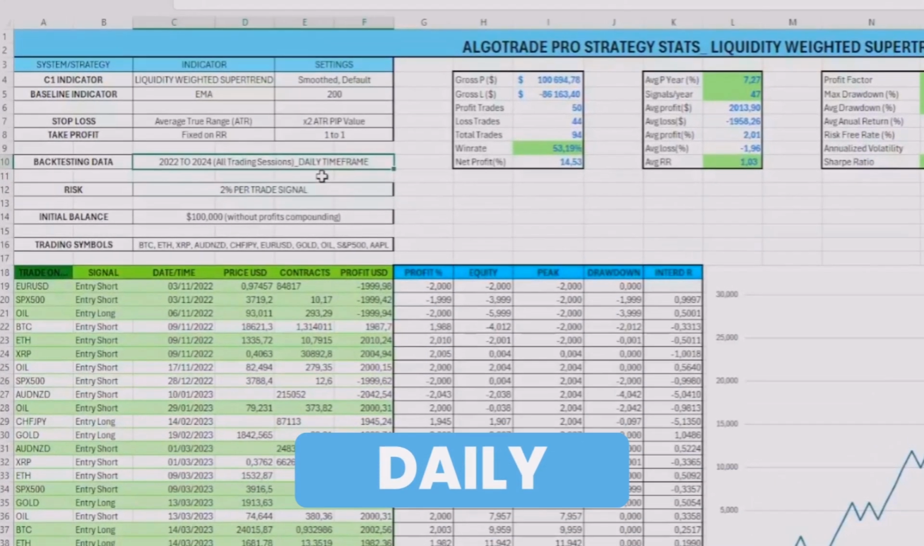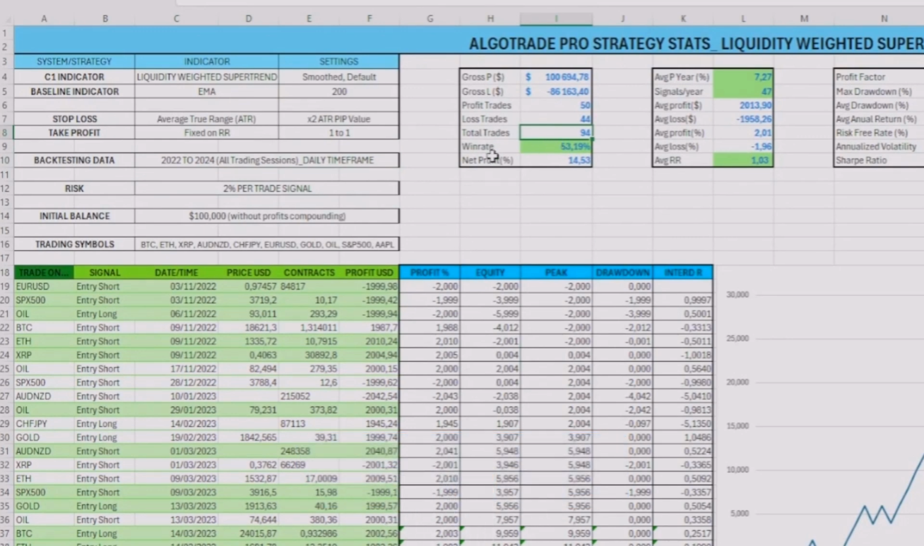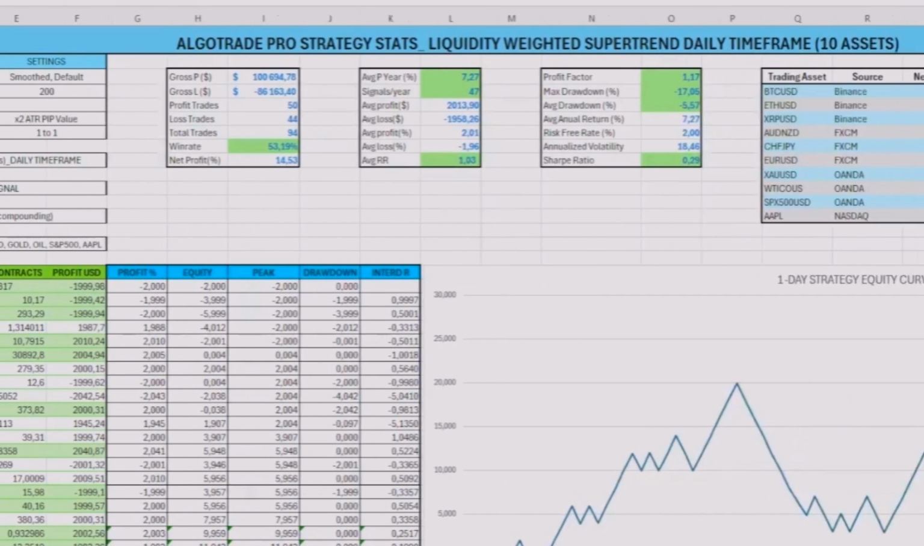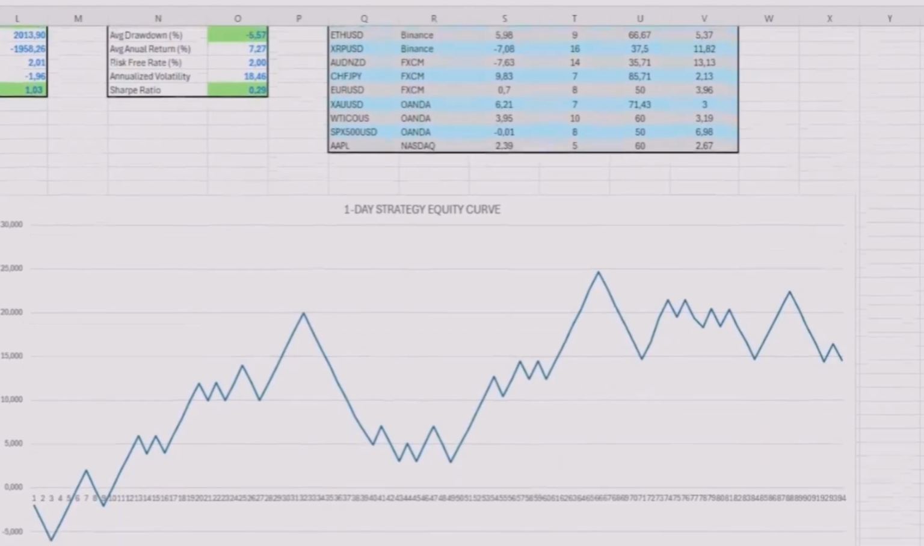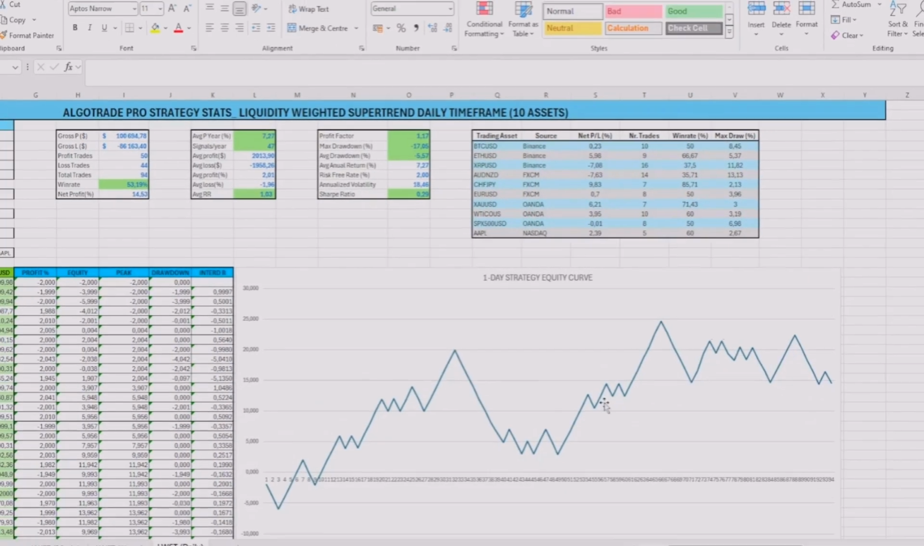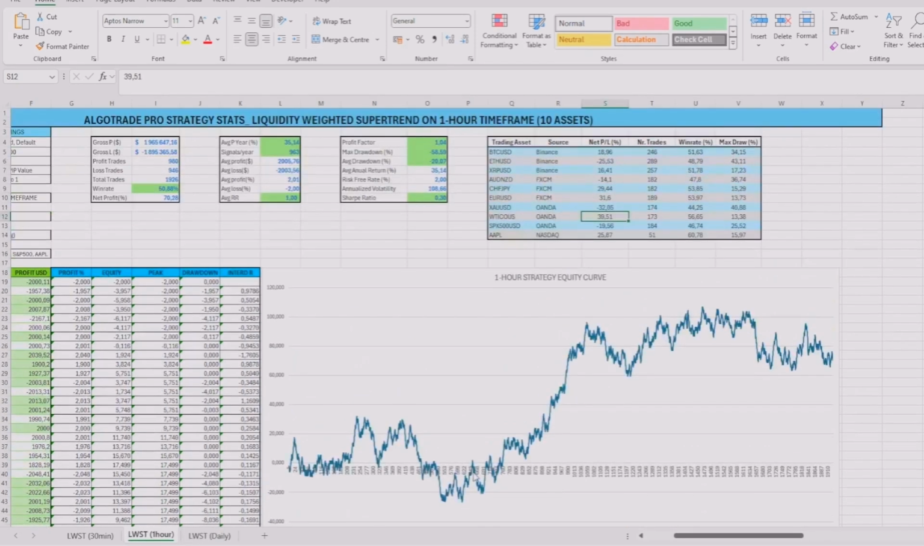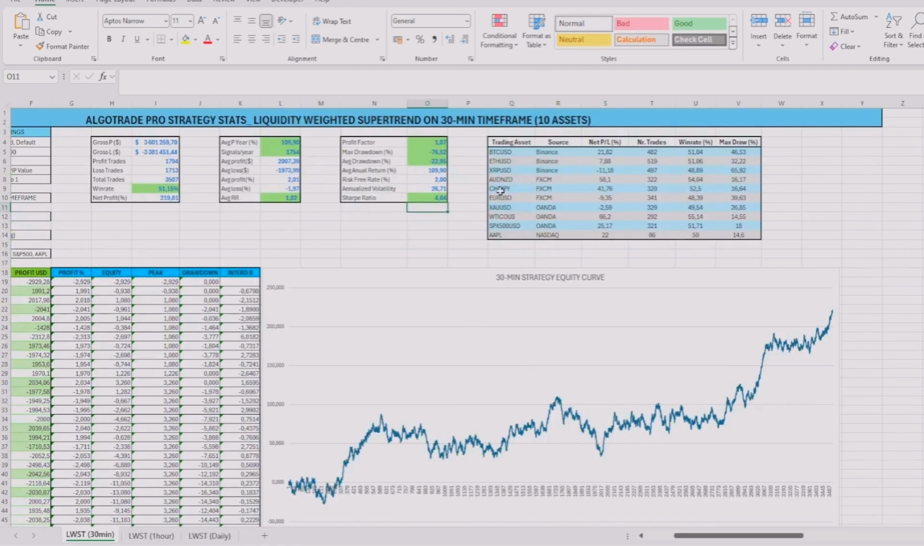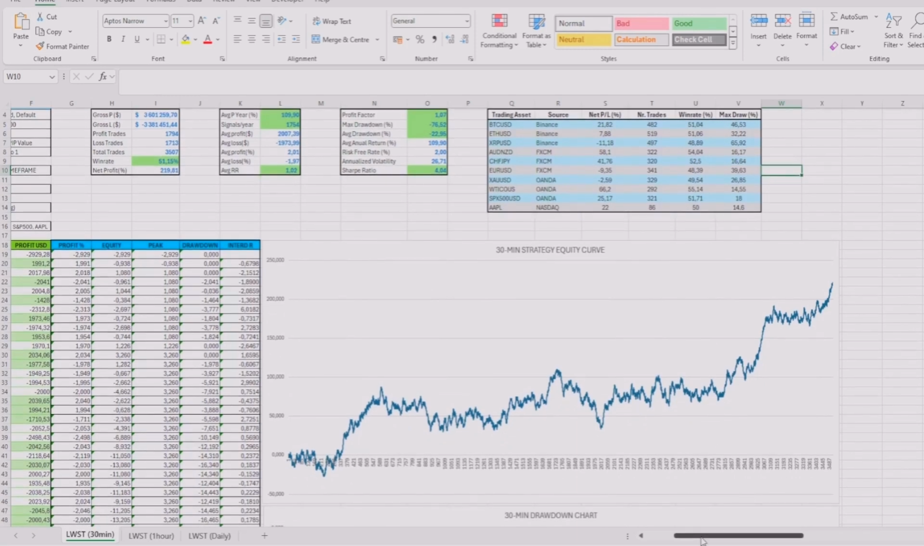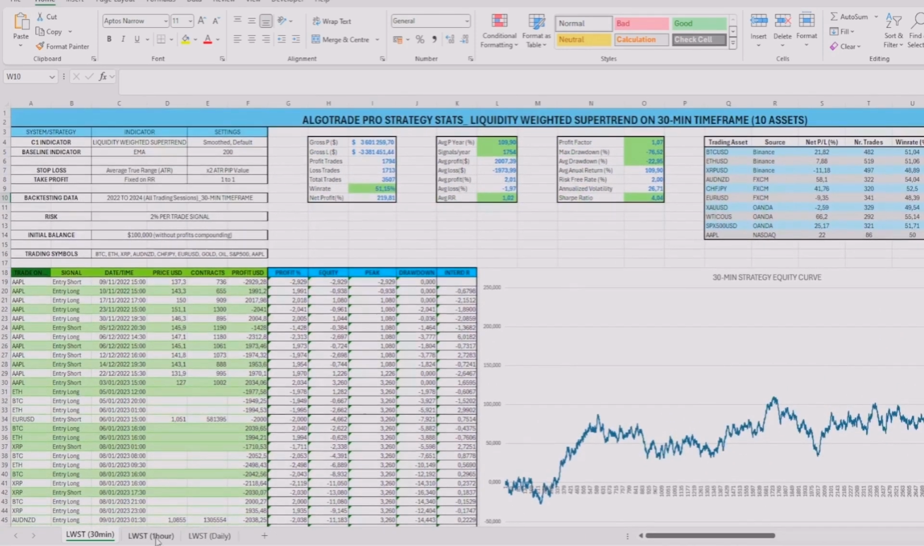Finally, in the daily timeframe, after 94 trades, the indicator achieved a win rate of 53% and a net profit of 14%. Based on this backtest, the liquidity-weighted SuperTrend can have good results in some assets, like oil and forex pairs, but when analyzing its overall robustness and adaptability, we can conclude that there are better indicators that can provide better results.